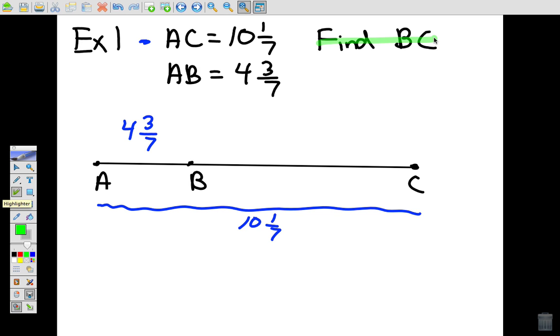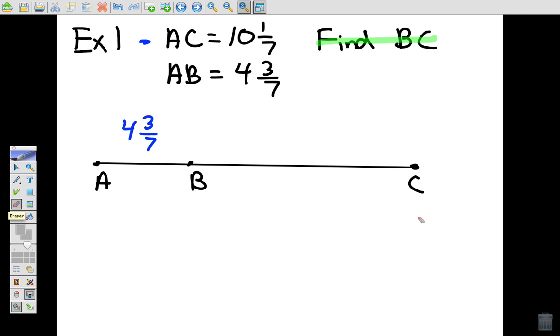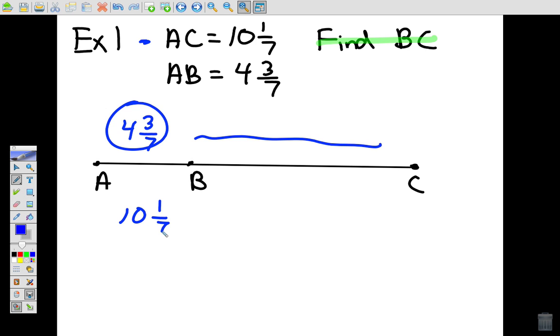So, if I look at this, since I know the length of the whole thing, and I'm going to erase this so I have a little bit more room to show you how we will do this. We know the length of the whole thing, and if I take away 4 3/7, what's left over is the length of BC. So I'm going to take 10 1/7, and we're going to subtract 4 3/7.